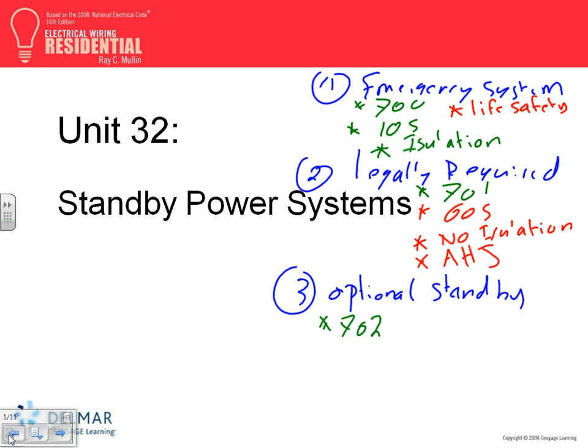Optional system, guys, time-wise, whenever you decided to switch it. In terms of isolation, no isolation. And in terms of who decided, owner. Who decided that I need an optional system? The owner. Dunwoody College of Technology, a good example.